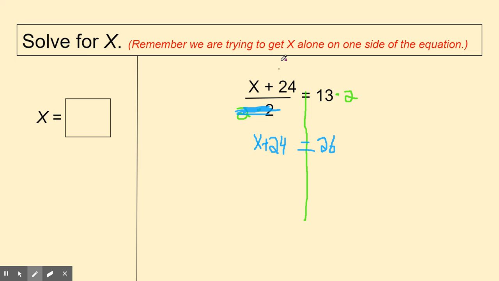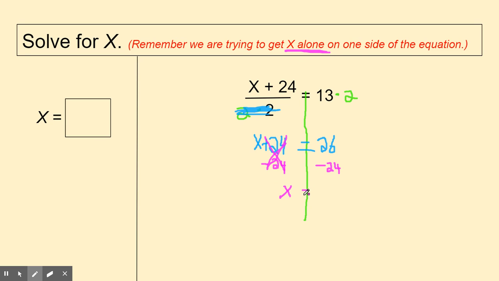No, we are not, because x is not alone on one side of the equation yet. We still have this plus 24 attached to the x. How would I undo plus 24? We would undo plus 24 by subtracting 24. What we do to that side, we have to do to the other. Positive 24 minus 24 cancel each other out. We're left with just x.